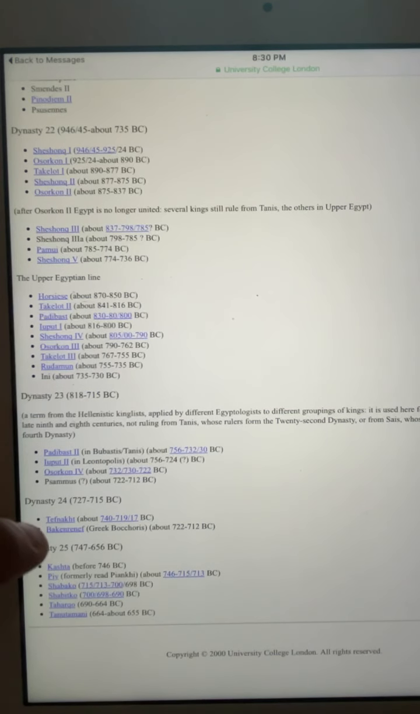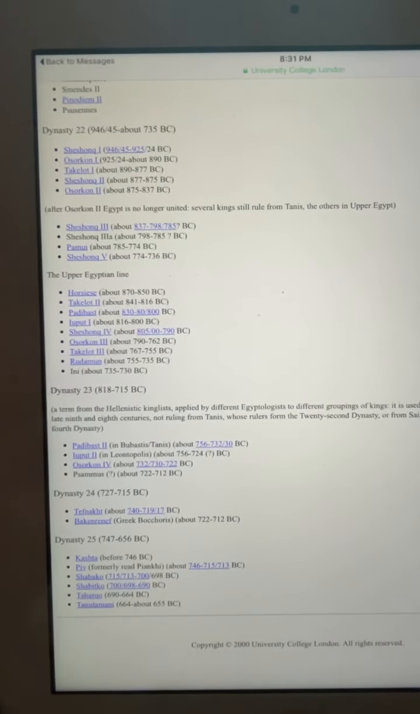Then you get to a very small reigning period. I'm not sure why the Egyptologists divide this. Not very crucial or important, but it sure had some significance in it. It was the 24th dynasty. And then you get into the 25th dynasty. These are the 100-year ruling period of the Nubians.